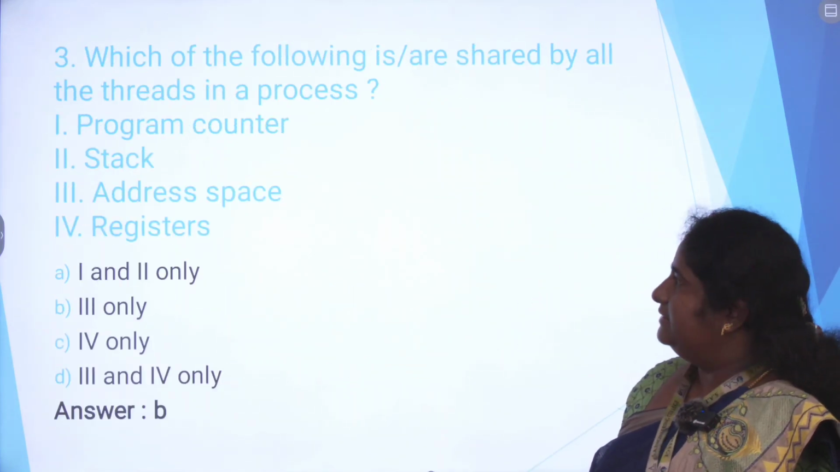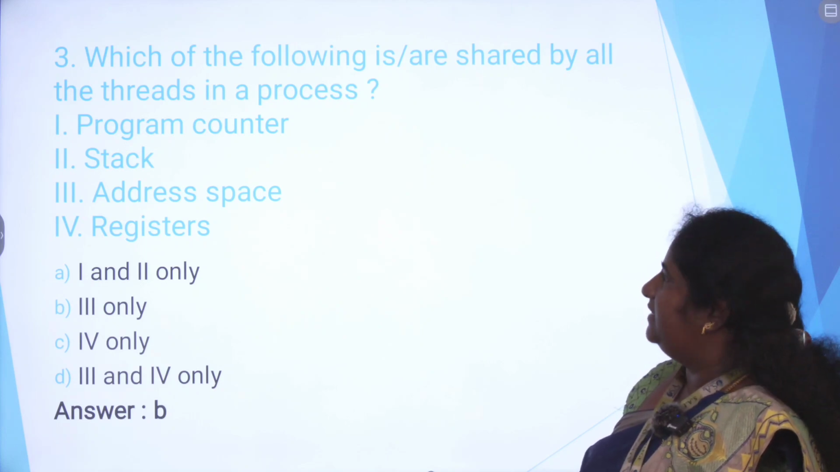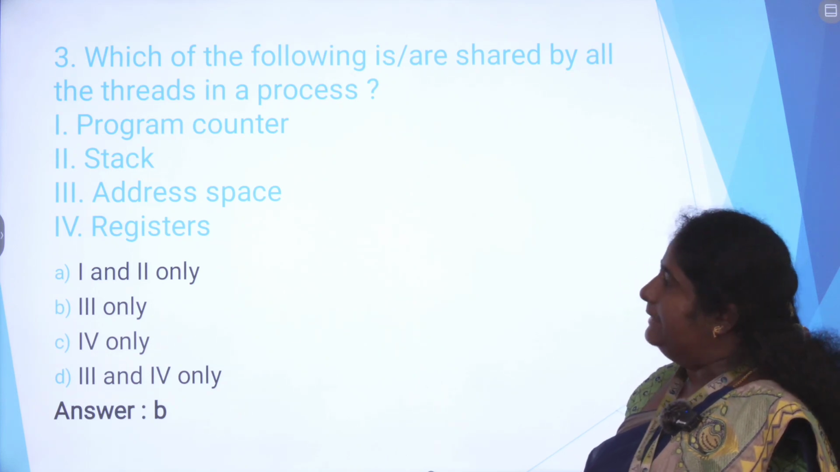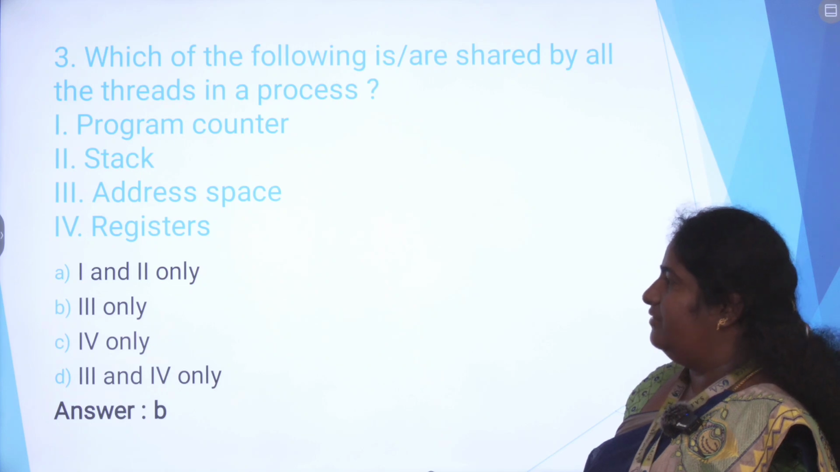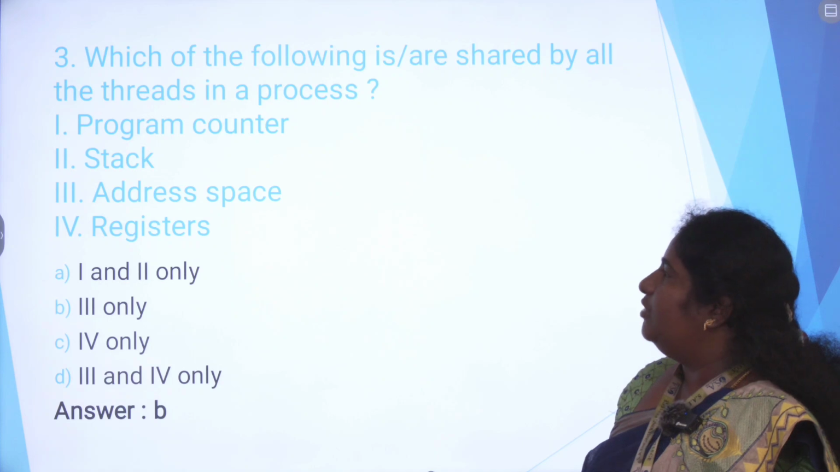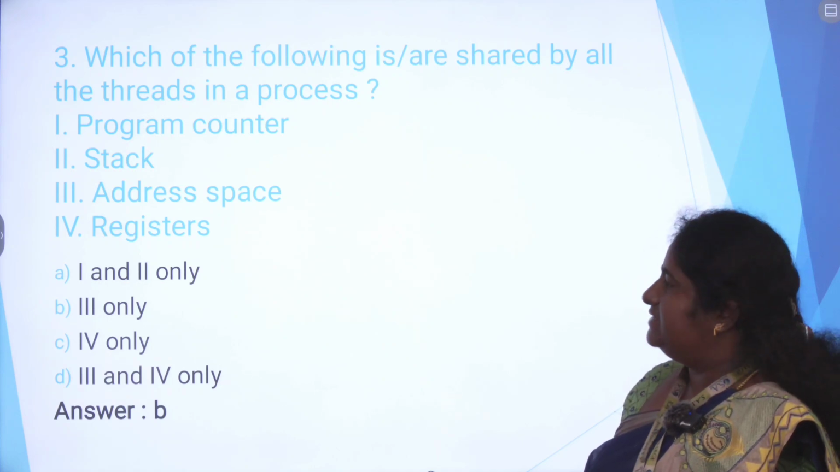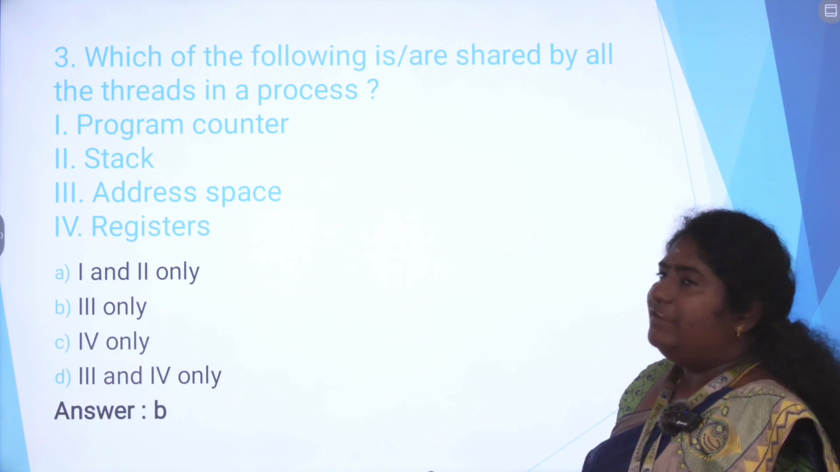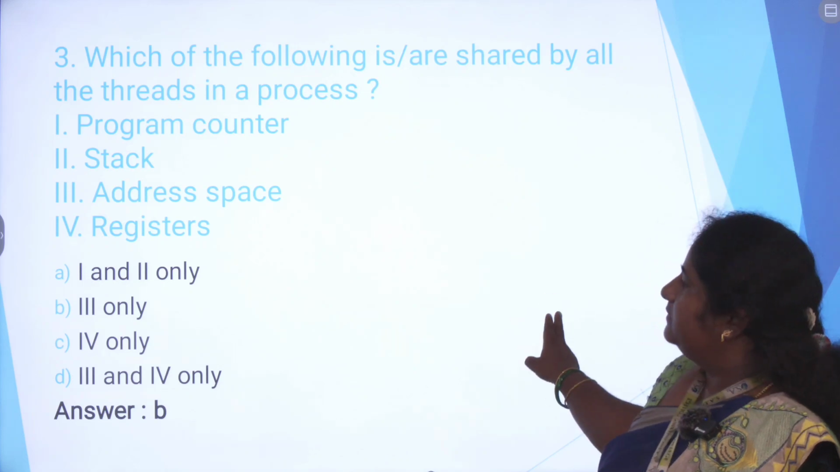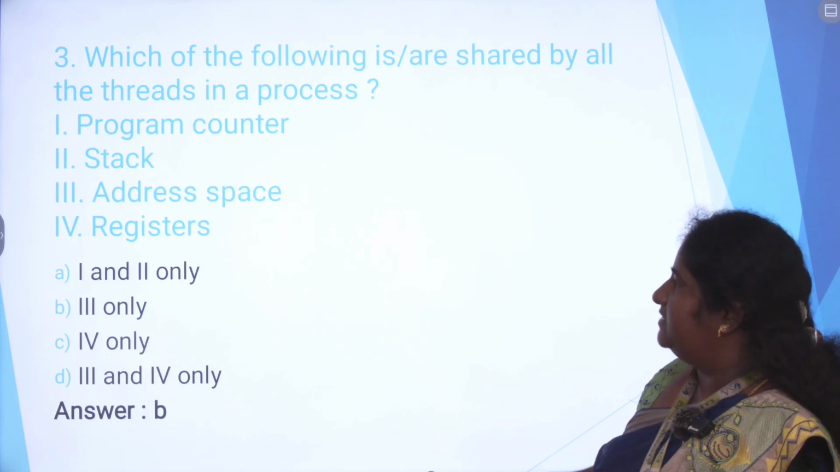So let us move to the third question. Which of the following is shared by all the threads in a process? The options given are program counter, stack, address space and registers. Here the correct answer is address space, because each and every thread has a separate program counter, stack and registers. The only thing used in common is the address space. So the correct option is B, which is address space.